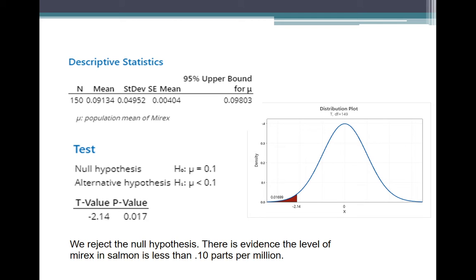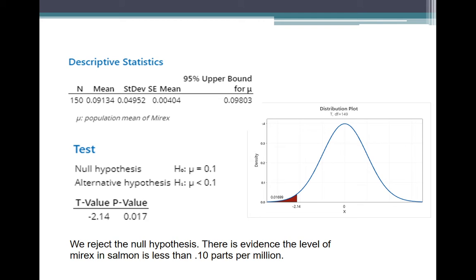We'll talk about the p-value a little bit later. And since the p-value is equal to 0.017, which is less than 0.05, I'm going to say we reject the null hypothesis. So we have evidence, and then write my conclusion. We have evidence, not strong evidence, but some evidence.